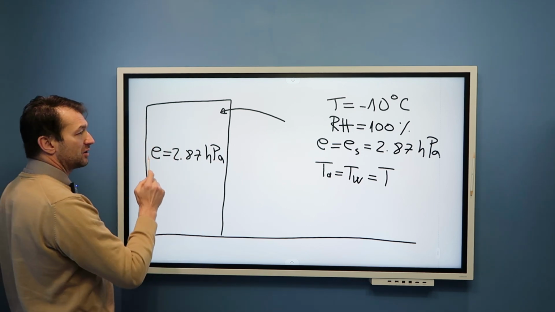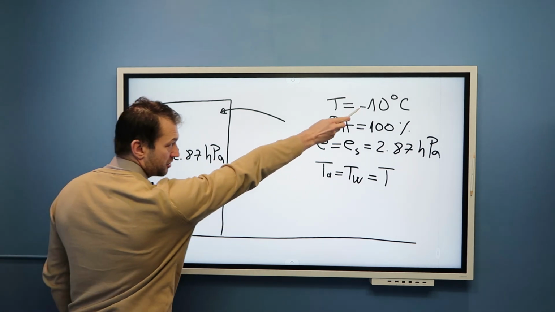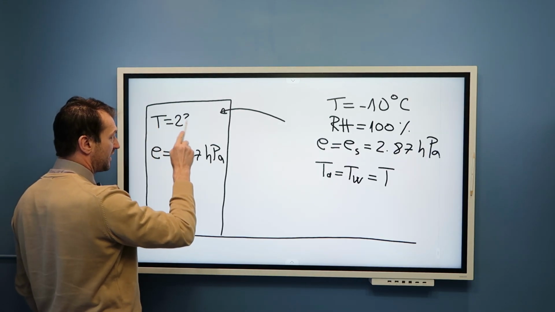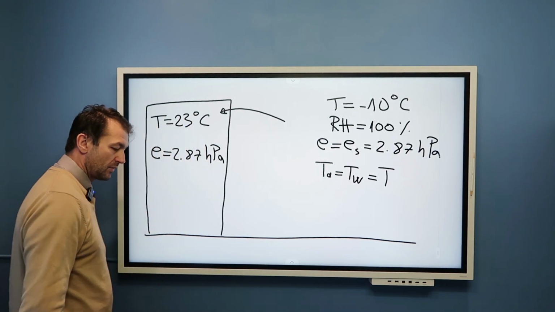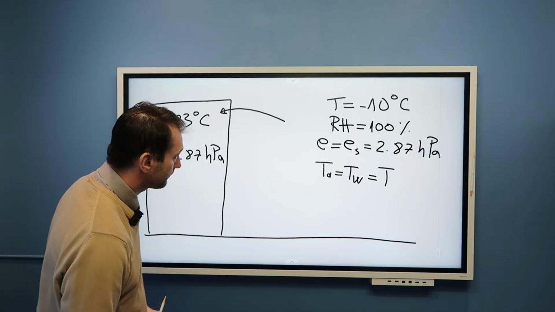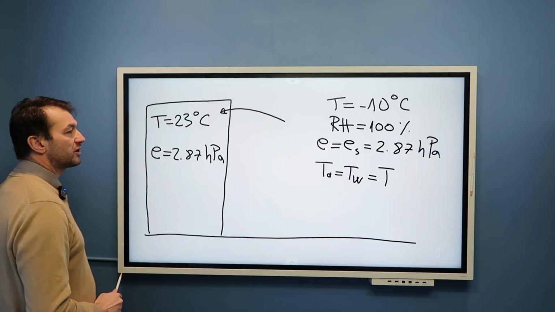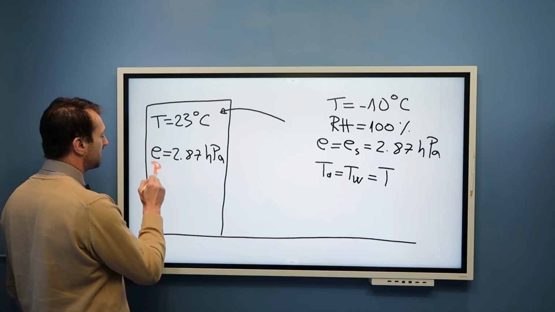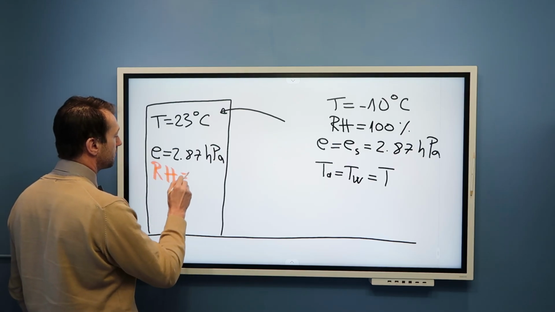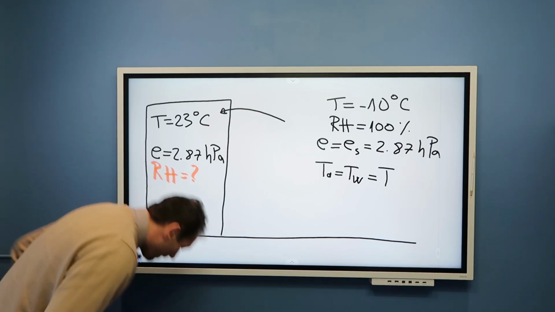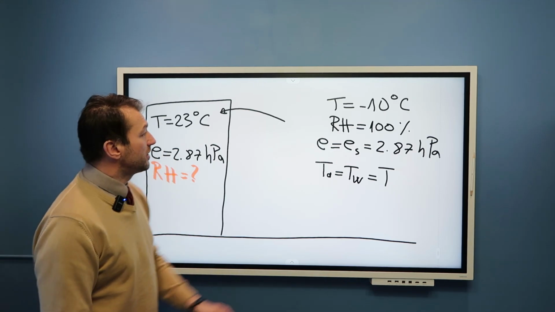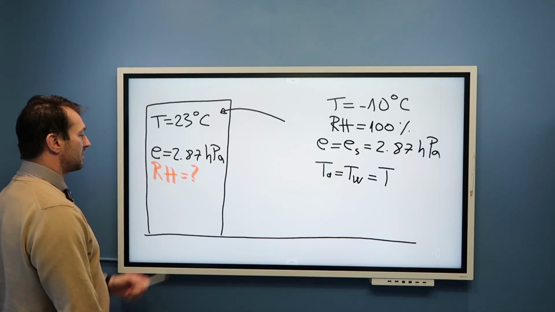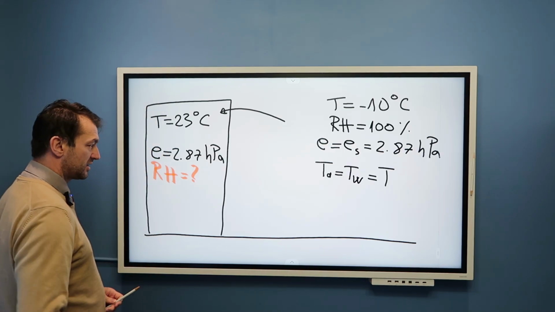But inside, hopefully in your house, temperature is not minus 10. For example, in my room, temperature is 23 degrees Celsius. So that's a comfortable temperature. So the question we now want to ask ourselves: what is relative humidity inside? We saw that relative humidity was 100% outside, but what is it going to be inside?